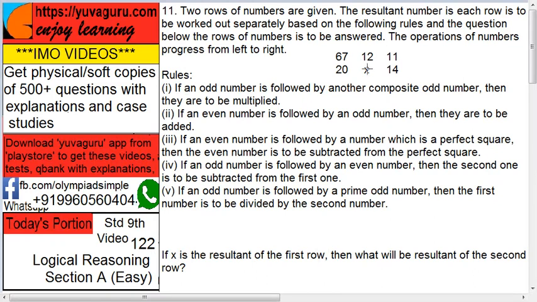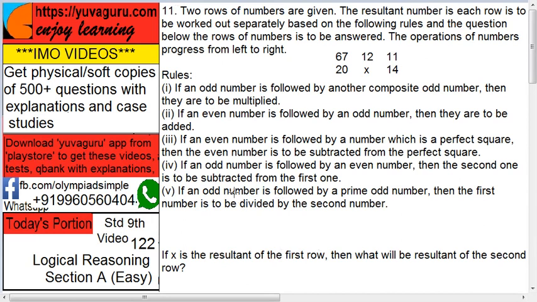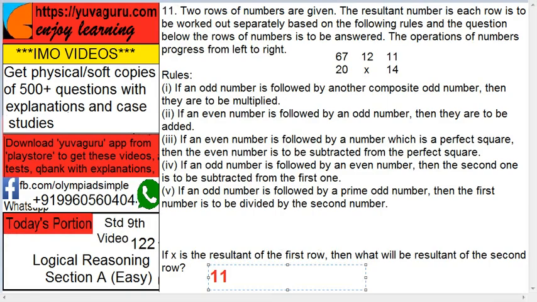Now we have to find the resultant of this second row. So 25 and 14. Even followed by odd, then add them. Rule number 2. So now it becomes 25 over here. Odd followed by even, then rule number 4. Odd by even, then second one subtracted from the first one. 25 minus 14 is 11. 11 is the resultant of the second one. 11 is the answer. You solve it yourself.